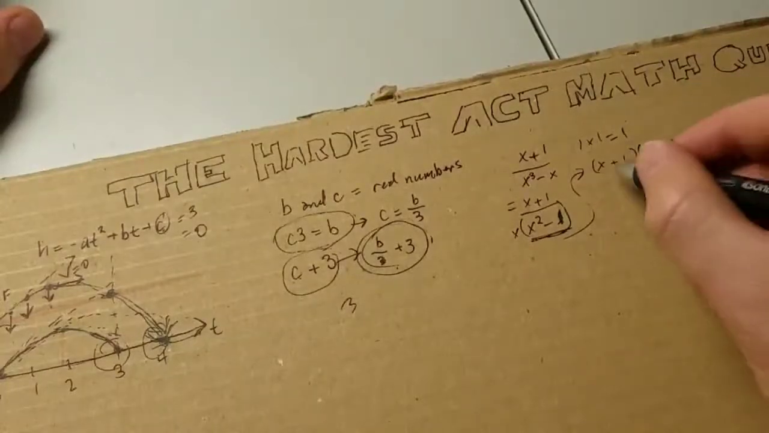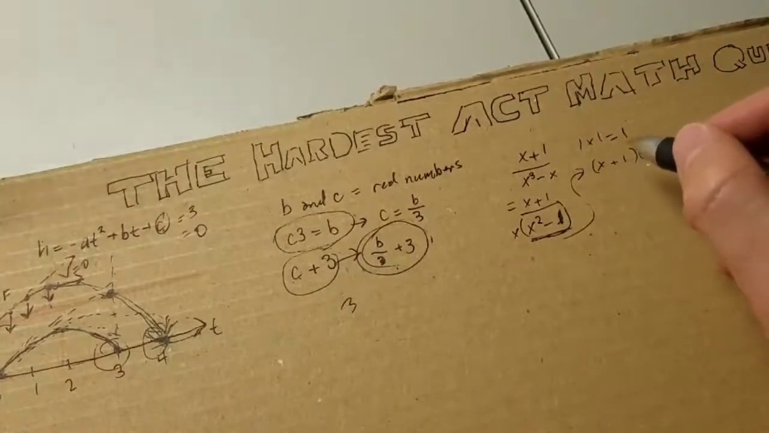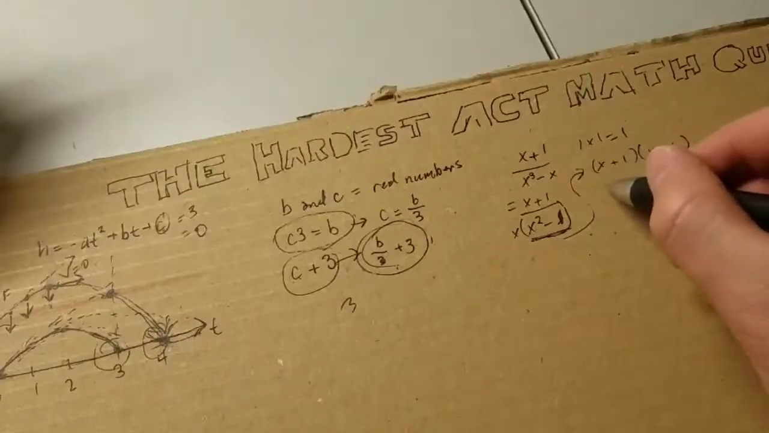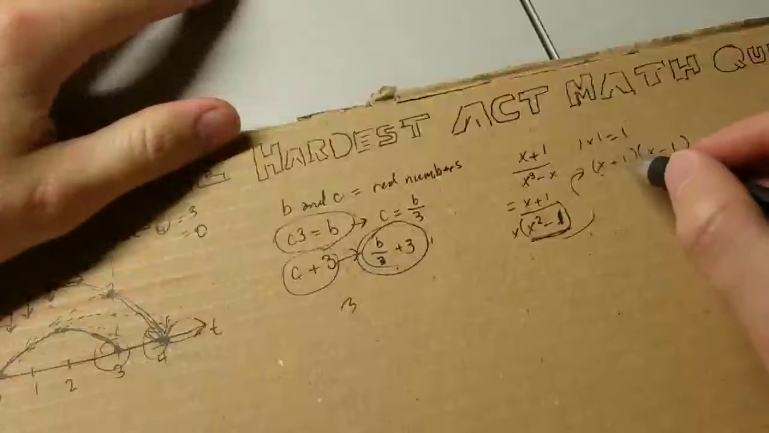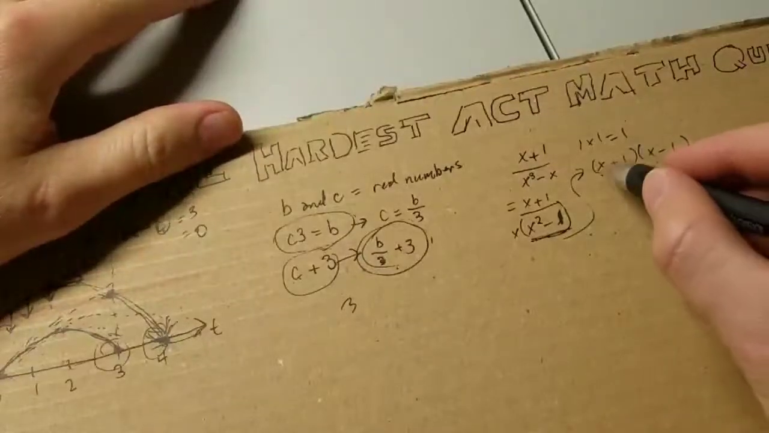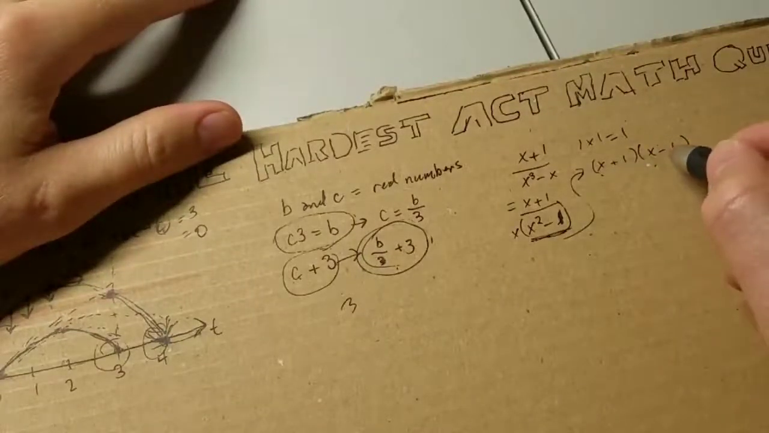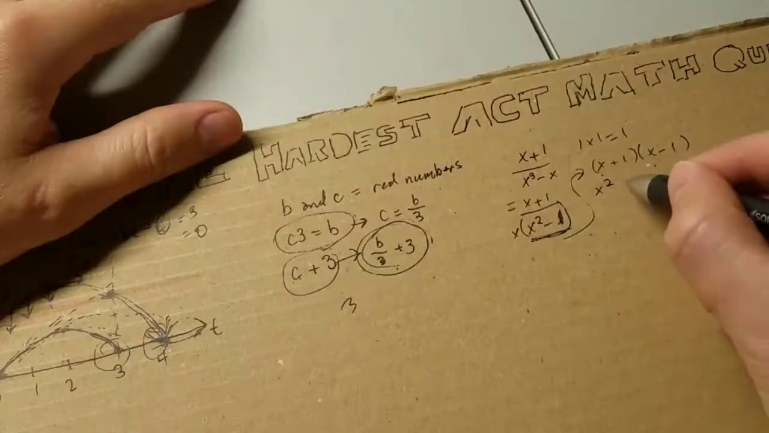And then we can test that by showing you that x times x, so we distribute x to x, and then minus 1, we get x squared.